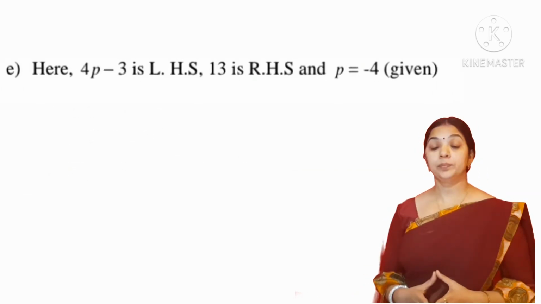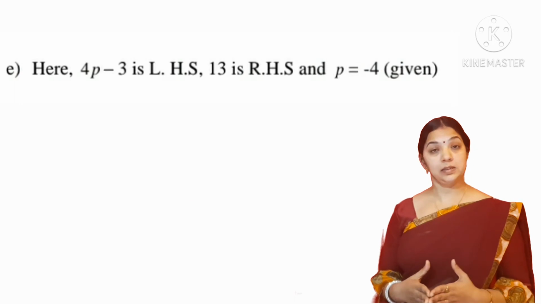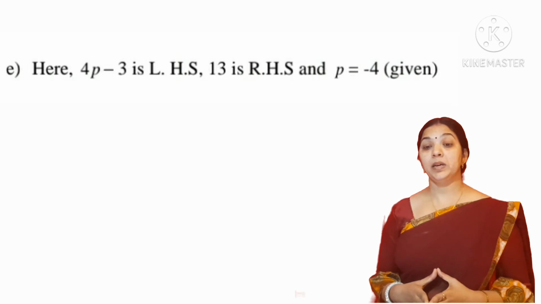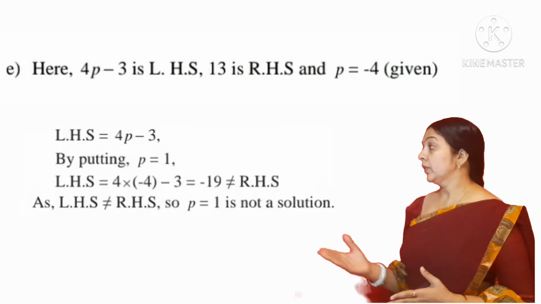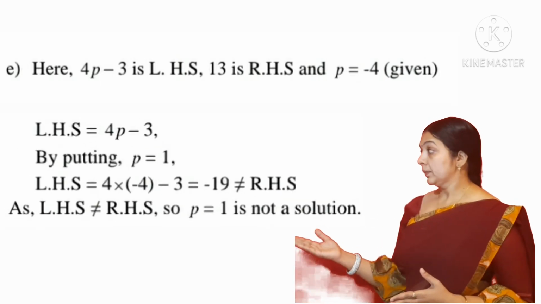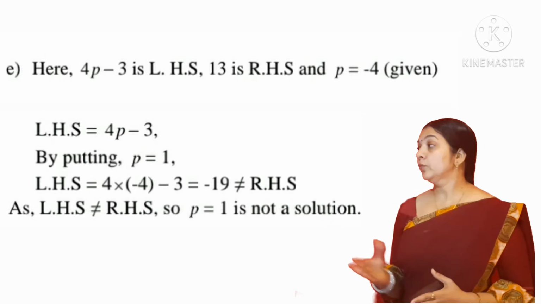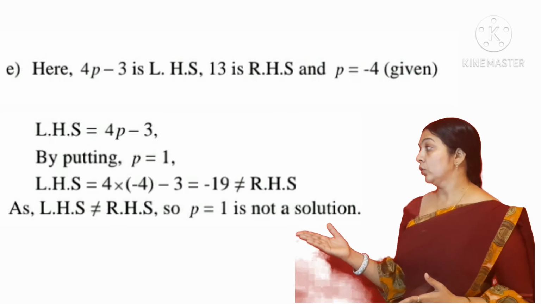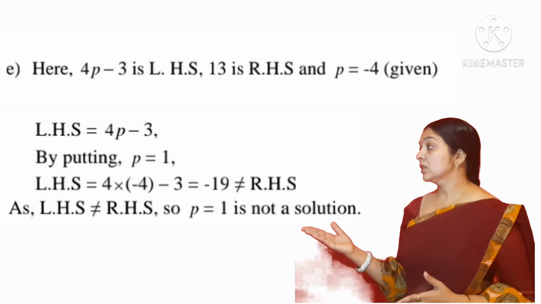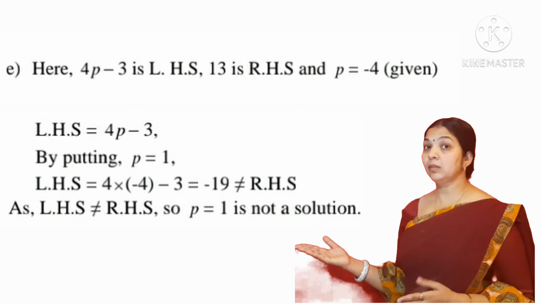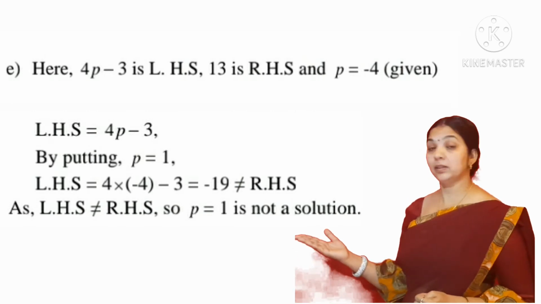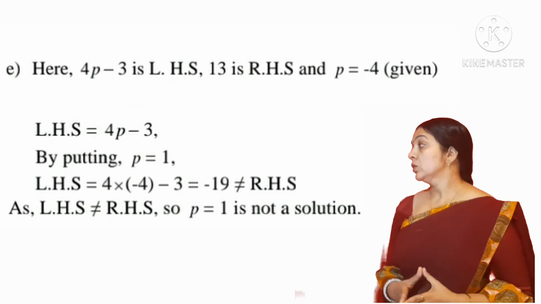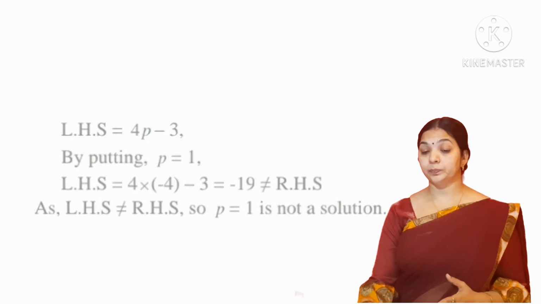E part, here 4p minus 3 is LHS and 13 is RHS and the given value is p is equal to minus 4. So we will put minus 4 in place of p. So the equation will become 4 into minus 4 minus 3. So minus 4 into 4, that means minus 16 minus 3. So minus 19. Again minus 19 is not equal to 13, that is LHS and RHS both are not equal. So this will not be the solution of the given equation.